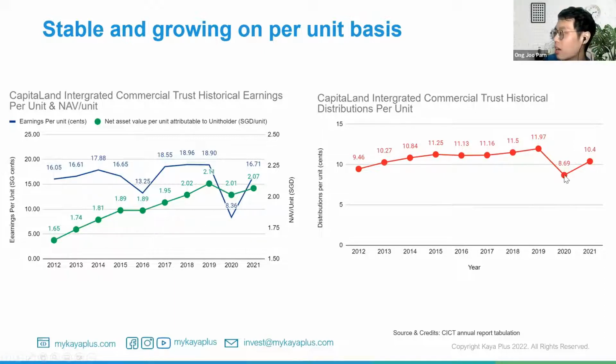But apart from that one-off drop, it has actually slowly rebounded, and time will tell whether CICT will continue to go back to their 11 or 12 cents distribution per unit and actually grow past that threshold of their historical high DPU.